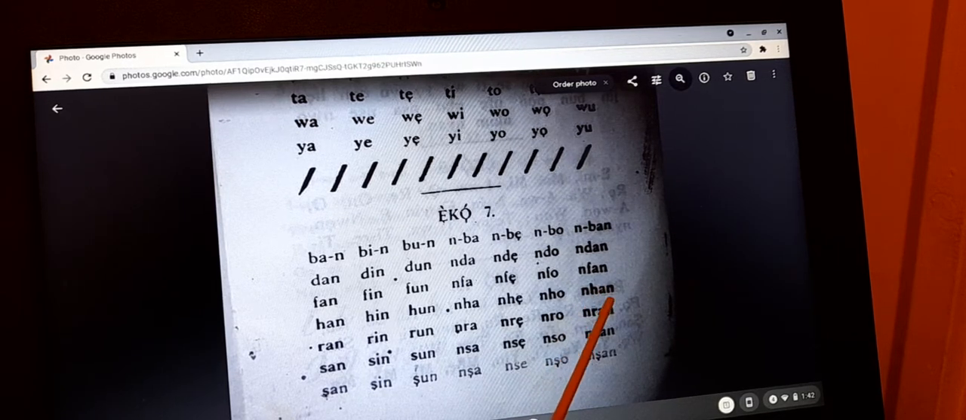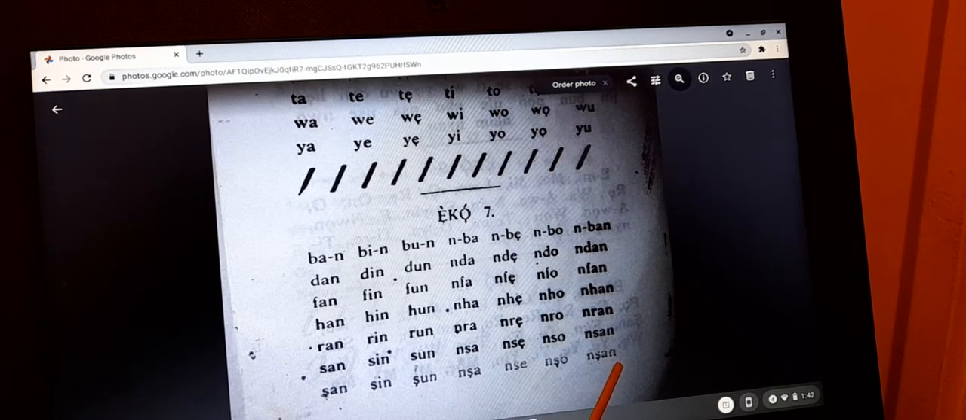whistling seriously, nhan. Ni ri ani nran, it's like the person is sewing, nran, sewing something. Ni si ani nsan, nsan, whether something is healing, like healing or is improving. Ni shi ani nshan, when someone is trying to cut off the grass, something like that, nshan, with the cutlass.